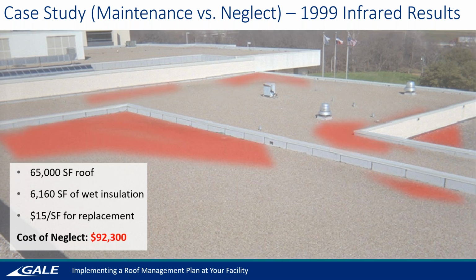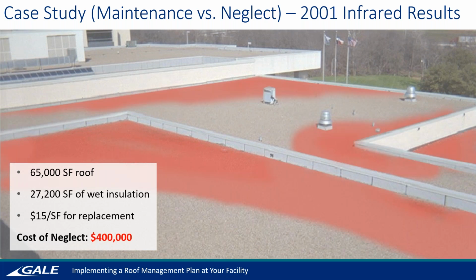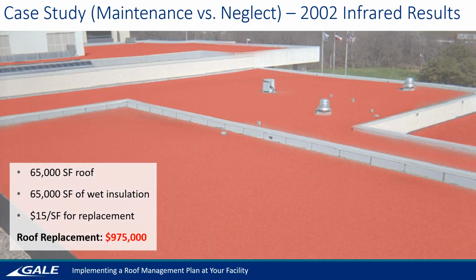3 years later, you leave it alone, it starts getting worse. Now you're at 6,160 square feet. Again, still at $15 a square foot, you're at $92,300. Okay, so let's just go 2 years out. 2 years out, it's getting even worse. Now you're getting real bad. So you're at 27,200 square feet. Total cost of neglect, $400,000. 1 year later, you have to replace the roof. Almost $1 million to replace that roof.